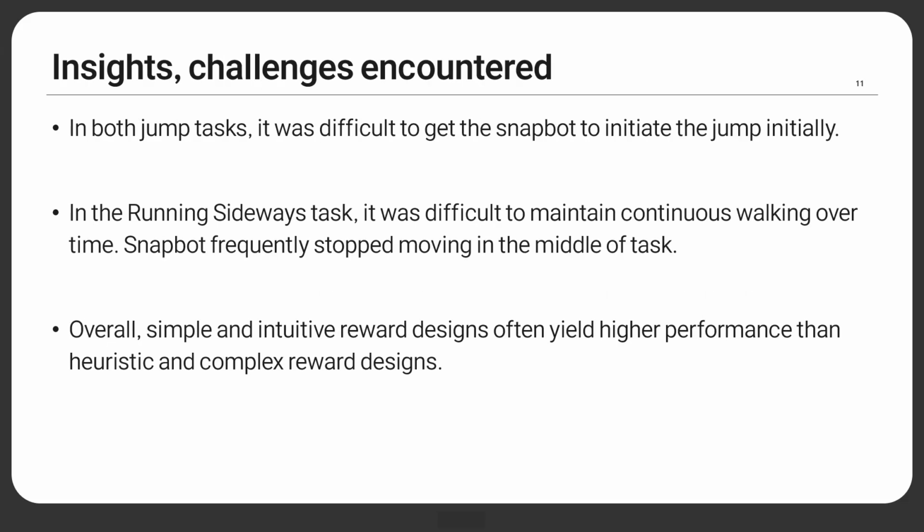And for the insights and challenges that I encountered during the training setup, in both jump tasks, it was very difficult to get the snapbot to initiate the jump initially. It often just stuck to the floor and never jumped. And in the running sideways task, it was difficult to maintain continuous walking over time. The snapbot frequently stopped moving in the middle of the task, and it was a major bottleneck for training this task.